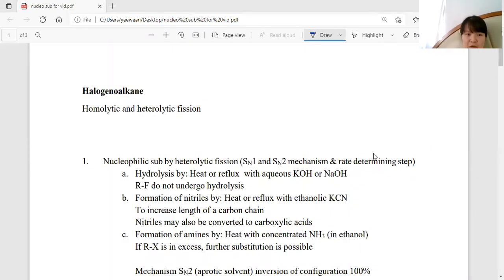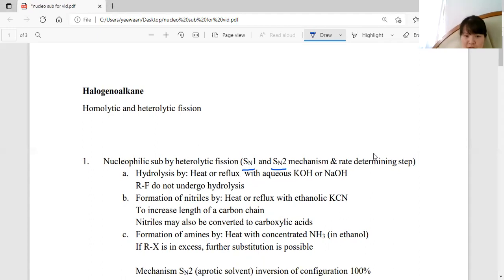This video is about nucleophilic substitution. There's two types of nucleophilic substitution. One is the SN2 and the other one is SN1. We're going to see both in this video. But first, we're going to understand what's homolytic and what's heterolytic fission.